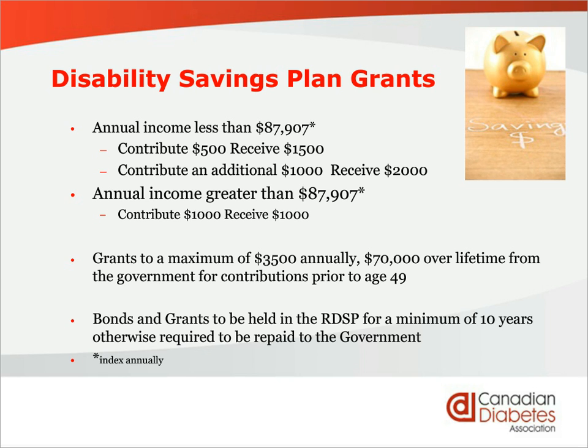The amounts vary, of course, when your income is over approximately $88,000, where a contribution of $1,000 will receive $1,000. Over your lifetime, you could receive $70,000. That means that you've made contributions of $3,500 for a minimum of 20 years to receive the full lifetime grant of $70,000. All of this has to be done before the age of 49 because you need to hold those bonds and grants for a minimum of 10 years. If they're not held for a minimum of 10 years, then you may have to repay part of the bonds and grants that you receive once you actually start getting payments out of the registered disability savings plan.